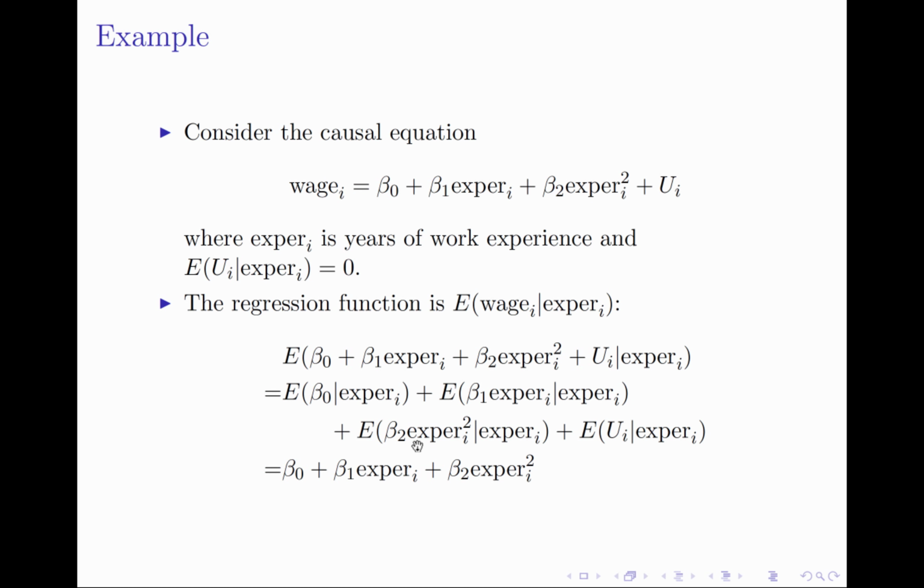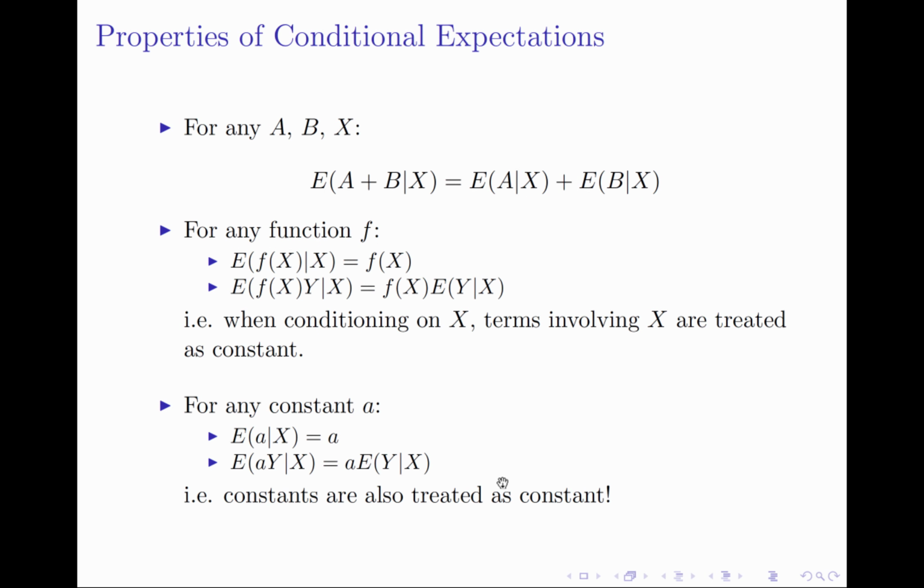Now the same thing applies when we have beta 2 times experience squared. Beta 2 is a constant, so it comes out the front, and the expected value of experience squared, given experience, is experience squared. So we're not really doing any averaging. In all 3 of these terms, we're not doing any averaging when we take this expectation. We're simply saying we know experience, and therefore we know experience squared, and therefore we just write it down. So those second and third terms there are really using this rule here. We're taking the expected value of a term that depends on X alone.